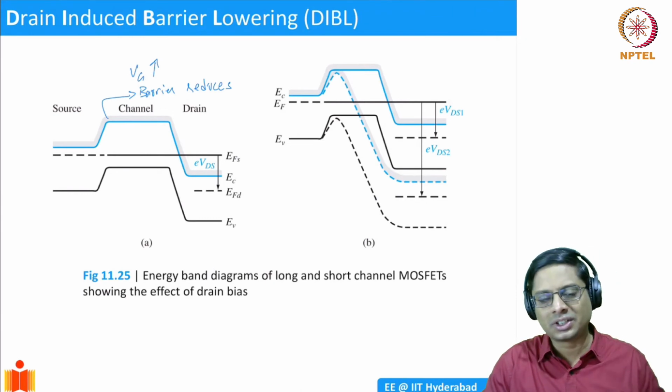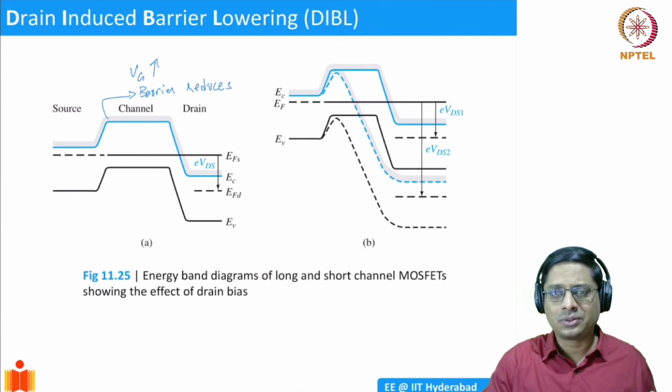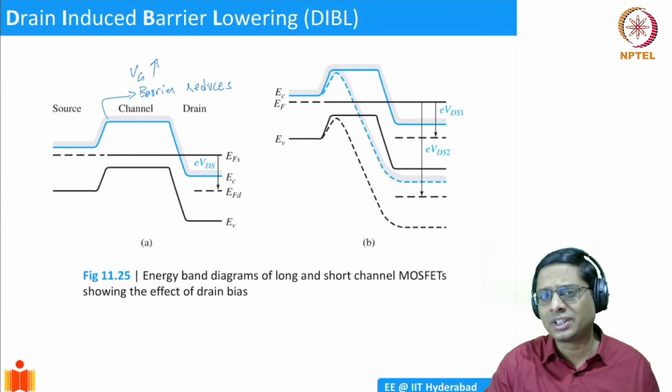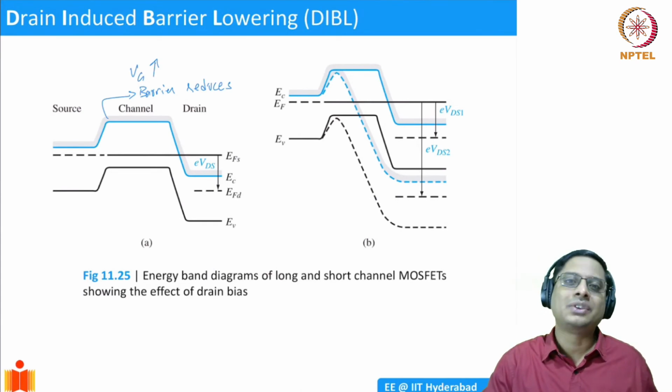Above a certain threshold, the barrier is completely removed. You have exponentially large current, right? That's how the gate works. It's just like a PN junction. When the barrier is reduced, you have exponentially increasing current. So one question to ask is, does the drain voltage have any influence on the barrier?